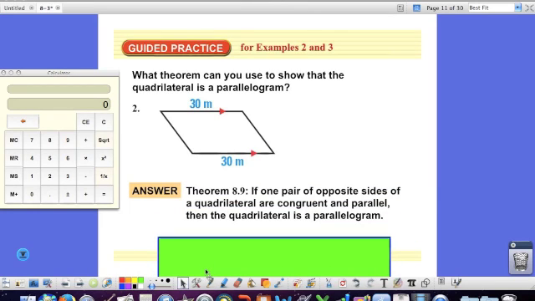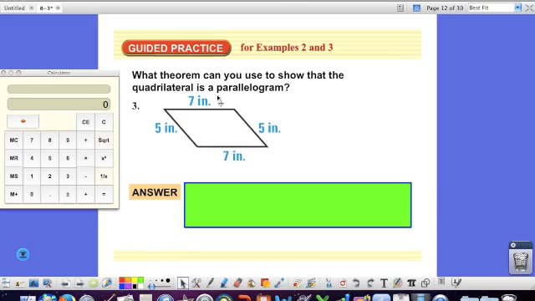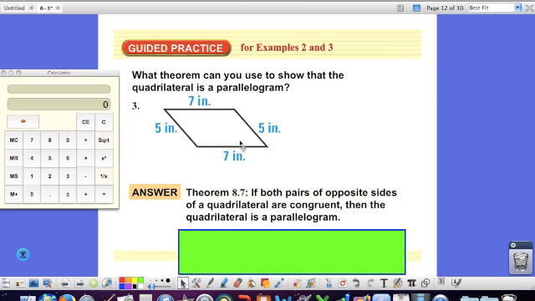We don't need you to write Theorem 8.9. I actually would prefer you writing out the theorem. What theorem can you use to show that the quadrilateral is a parallelogram? In a quadrilateral, if both sets of opposite sides are congruent, then it is a parallelogram. In this book it's Theorem 8.7, but I want you to actually know the words. If both pairs of opposite sides of a quadrilateral are congruent, then the quadrilateral is a parallelogram.